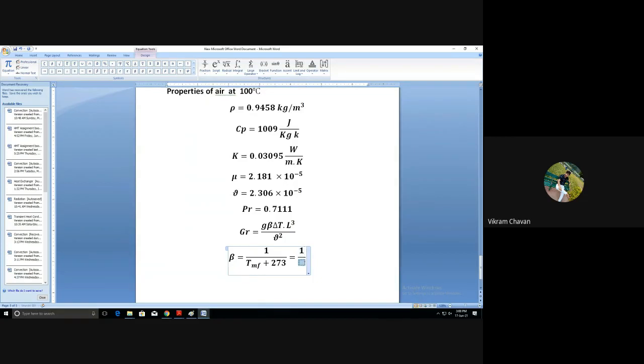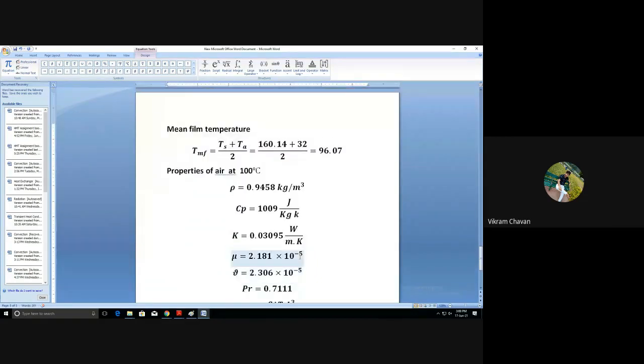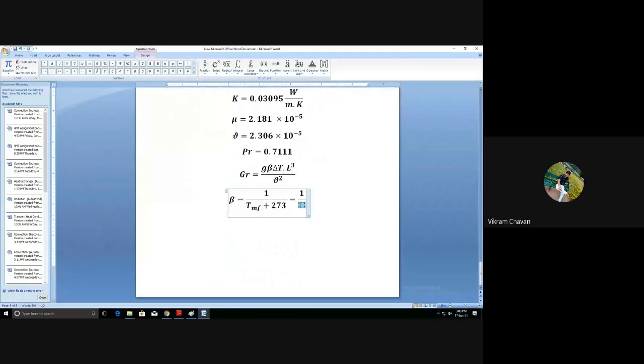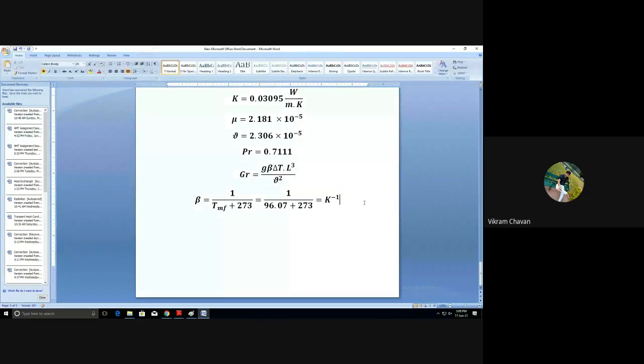Which will be equal to 1 divided by, T suffix mf how much? 96.07, 96.07 plus 273. Do the calculation and find out beta first of all, and its unit will be Kelvin raised to minus 1. Determine the beta value first of all. Then delta T is nothing but the surface temperature minus the surrounding temperature. L is known and nu is known. So once you get the beta value, you can calculate the Grashoff's number.